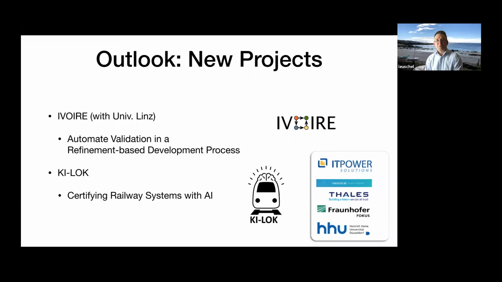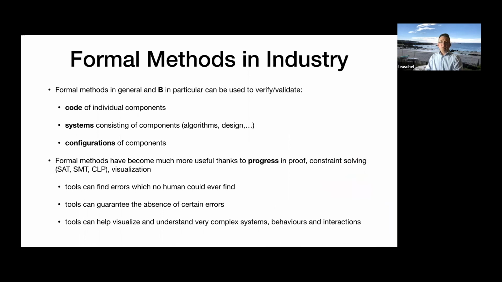Another is we've just started a project with Thales Germany and a few other smaller companies about certifying railway systems with AI. That is quite a challenge. At the moment, using AI in SIL 3 and SIL 4 systems is strongly discouraged by the development norms. So we're going to have a look at it from a certification perspective. What are the options? What can you do if you want to embed maybe even a little bit of AI in your train system? Okay, so that's basically it.